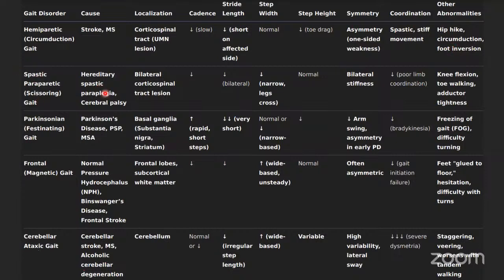In scissoring gait, the lesion is bilateral. The stiffness is also bilateral, and there might be adductor tightness as well. The step width is significantly narrowed. The legs are held narrow and the legs cross many times while walking.